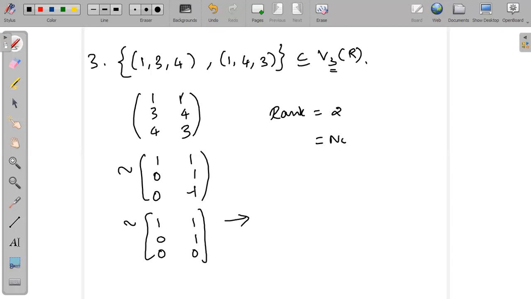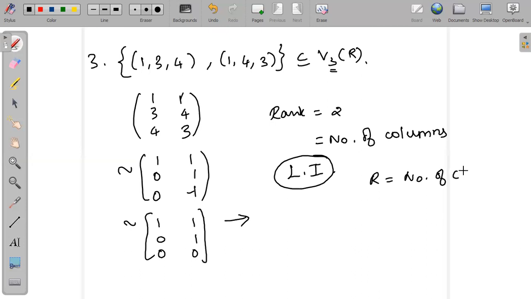And you can verify that this is equal to the number of columns. So if the rank is equal to the number of columns, then the set is said to be linearly independent. So a result is there: if the rank is equal to the number of columns, it gives linearly independent, and if the rank is less than the number of columns, it gives linearly dependent.